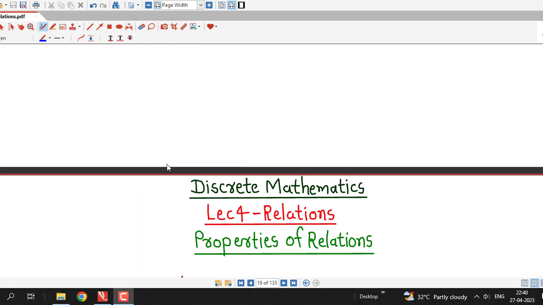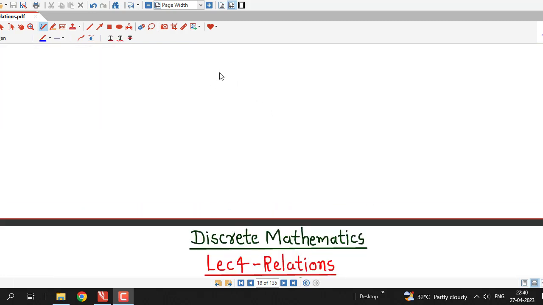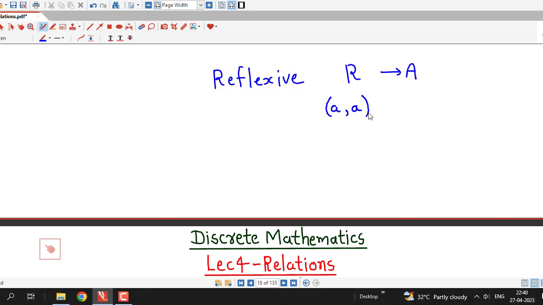In lecture number 3 we discussed one property of relations, called reflexive relation, and we saw that a relation R on a set A is called reflexive if diagonal elements are present in the relation for all elements of the given set A.